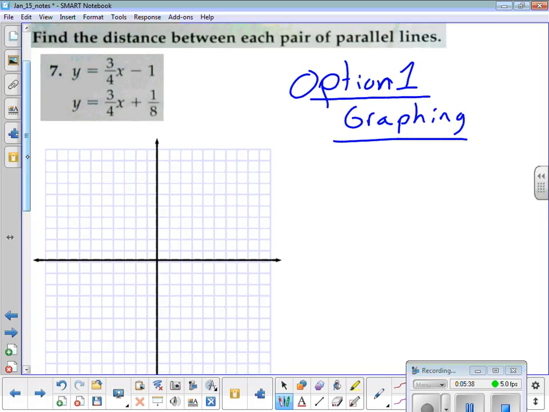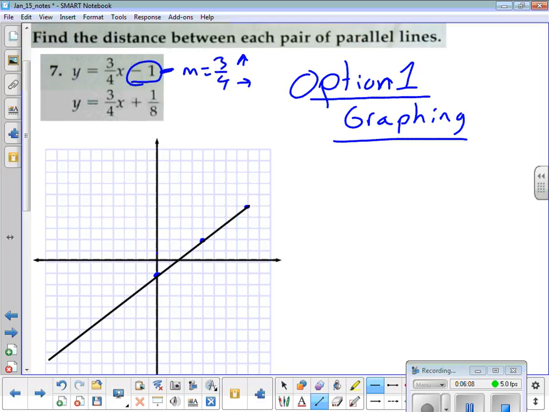Graph the top line. I'm going to graph it in blue. So it's got a y-intercept of -1 and a slope of 3/4, which means up 3 and over 4. So from that point, 1, 2, 3 up, 1, 2, 3, 4 over. 1, 2, 3 up, 1, 2, 3, 4 over. Okay, and then I would draw my line through those.